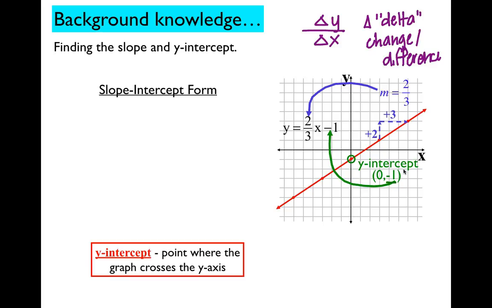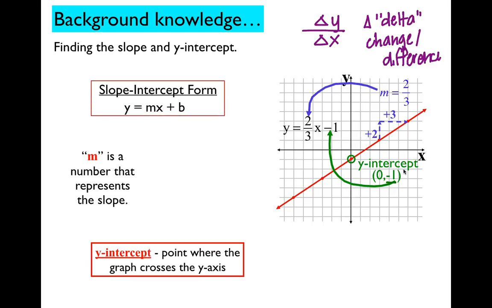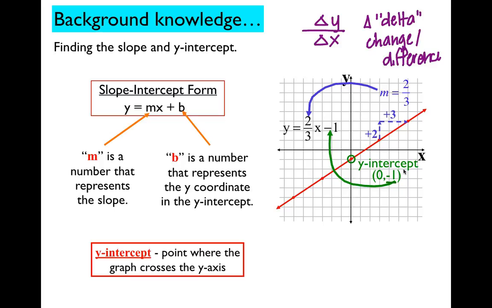So now, here's what we call slope-intercept form. It's going to look like y equals mx plus b, where m is the number that represents the slope, and b is the number that represents the y-intercept.